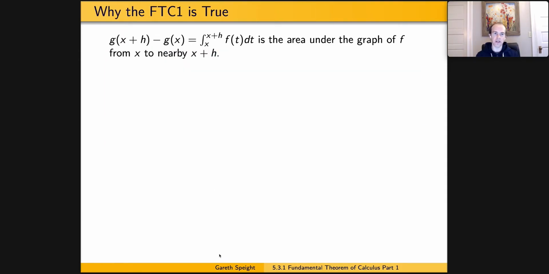So why is this true? This is a really important theorem, so I think it makes sense to understand why, or at least the idea of why it's true. So let's have this function g of x, which was, as we've been saying, the signed area so far. And we want to differentiate it.